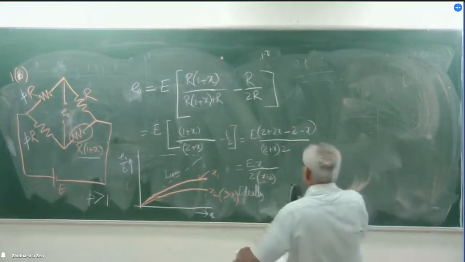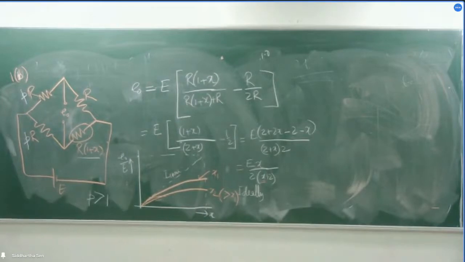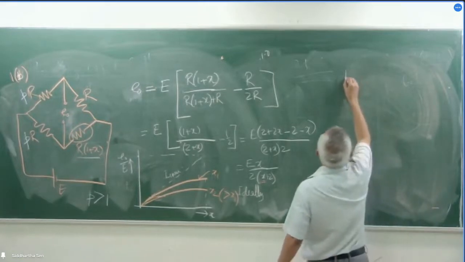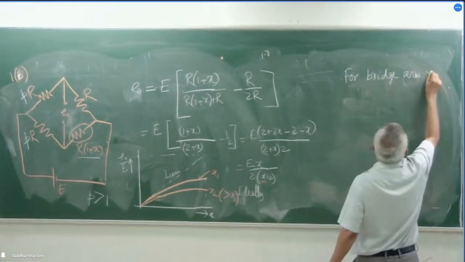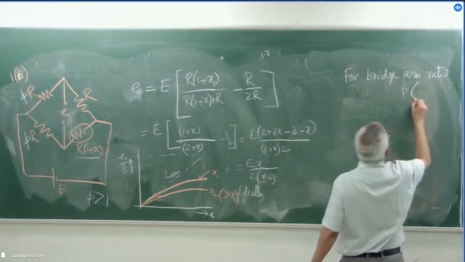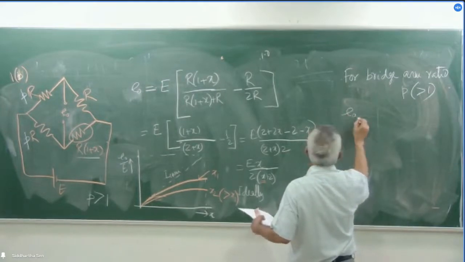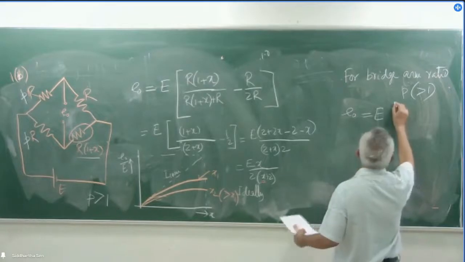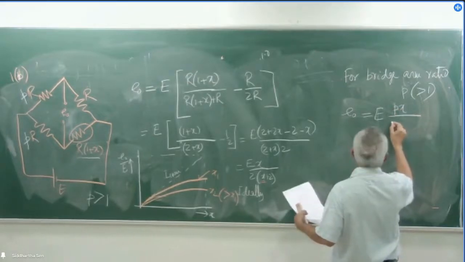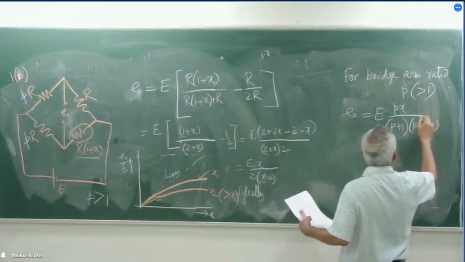I will not write and derive all the things there, but I just tell you the result that for bridge arm ratio P, which is greater than 1, I can write down that E0 by E is equal to E into Px, please check it, divided by P plus 1 into P plus 1 plus x. Okay?